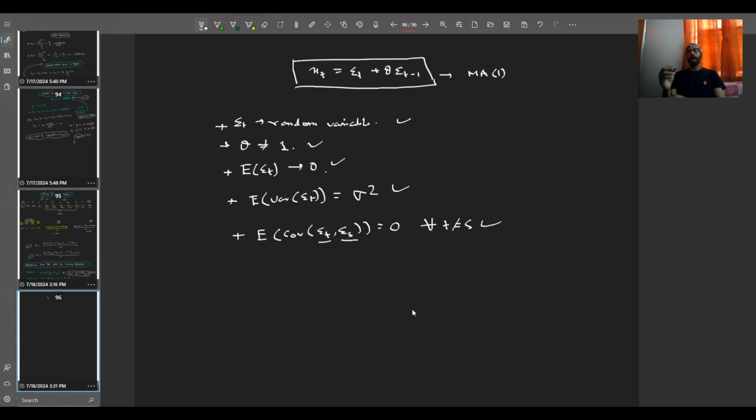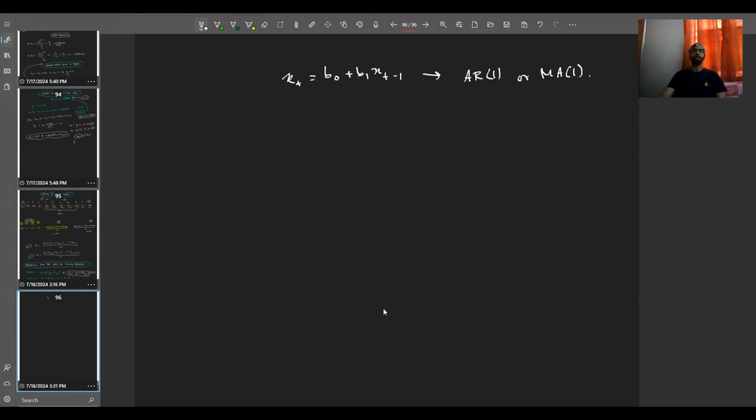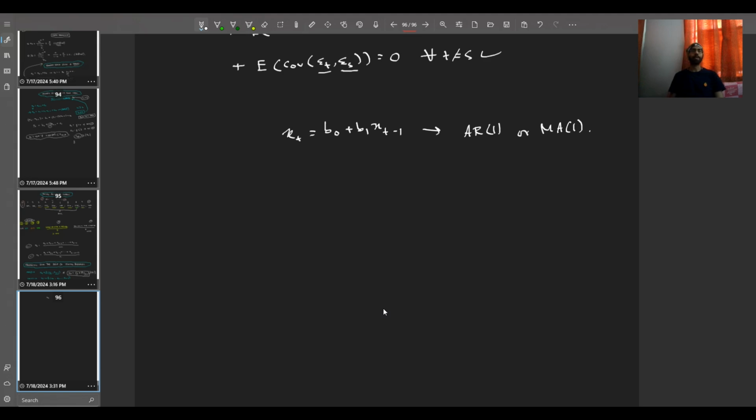Now friends, how do we detect whether an equation is a moving average or an autoregressive kind of equation? How do we understand that? Let's say you are given an equation Xt is equal to b0 plus b1 Xt minus 1, and the question is to detect whether this is an AR1 model or an MA1 model. How would you detect that, friends? The detection is pretty simple. If you know the information, the detection becomes very simple.